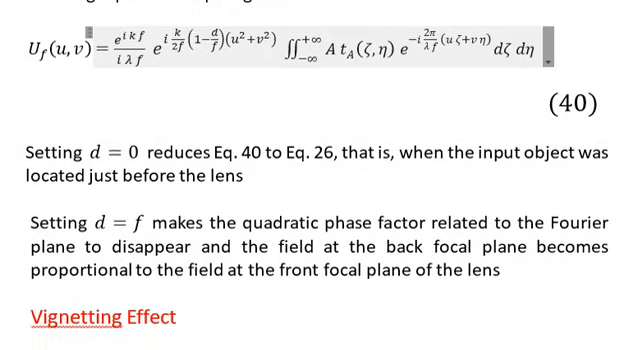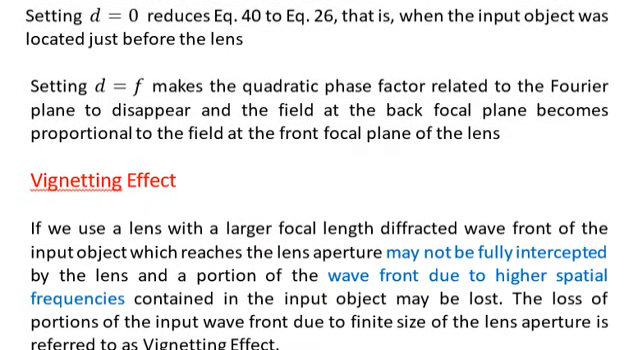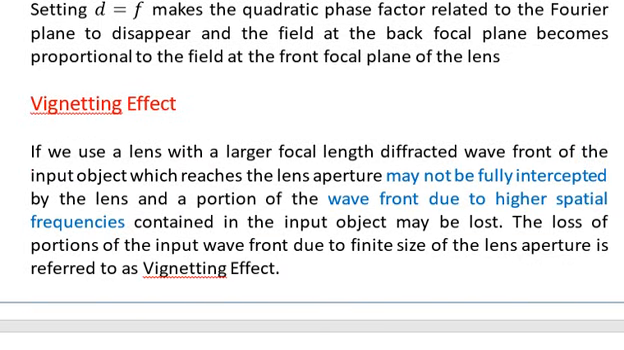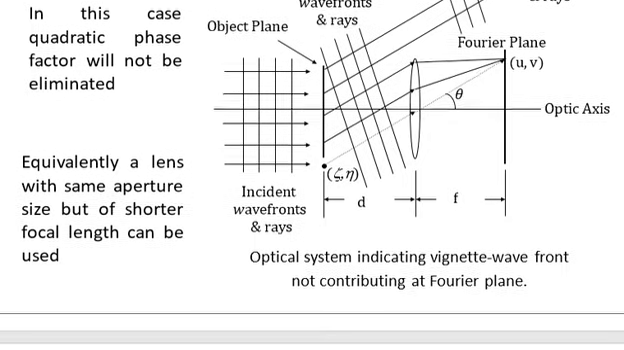Now you see that there is another factor which we want to explain over here, and that is the vignetting effect. What is the vignetting effect? Let's read this statement and then we shall explain it with the diagram. If we use a lens with a larger focal length, diffracted wave fronts of the input object which reach the lens aperture may not be fully intercepted by the lens, and a portion of the wave front due to higher spatial frequencies contained in the input object may be lost. The loss of portions of the input wave front due to the finite size of the lens aperture is referred to as the vignetting effect, and this vignetting effect is demonstrated in this figure.